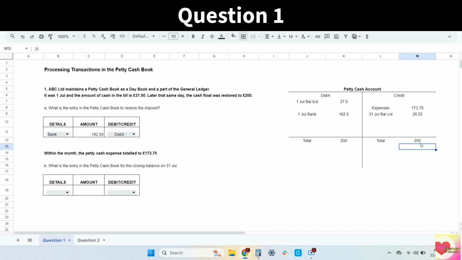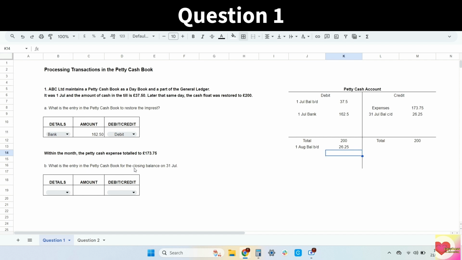Next, let's insert the balance brought down to the opposite side where we entered the balance carried down, which is debit. Let's enter the date, which is the 1st of the following month, and then balance brought down with the same amount. Now that our petty cash account is balanced, we can now answer the question B.